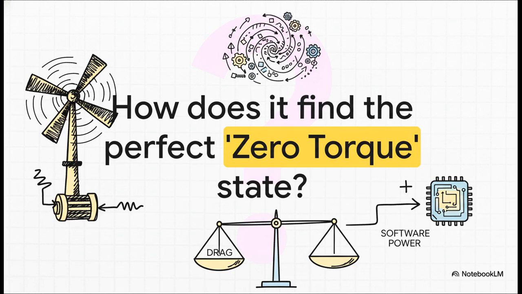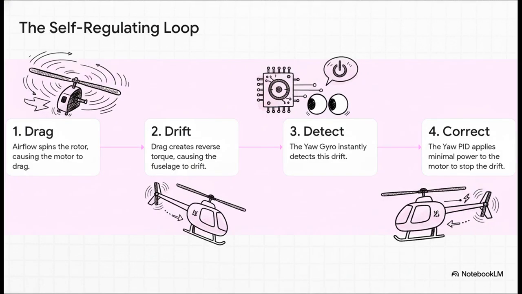That drag would slow the blades down and cause a crash. So how does the software know exactly how much power to feed the motor to perfectly cancel out that drag and create a virtual freewheel? The solution is this beautiful, self-regulating loop.